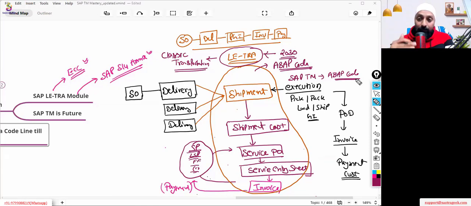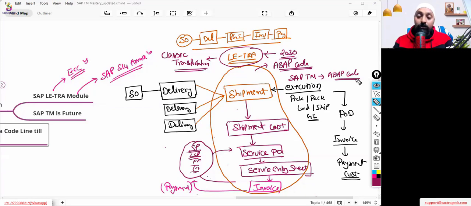Definitely a LE-TRA consultant can learn TM more easily compared to other people, because he has exposure to transportation and how the execution of transportation happens, but they need to get trained. LE-TRA was simple in nature, and in many places an SD consultant was asked to quickly upskill and handle LE-TRA. I myself, when I was taken as an outbound SD consultant in one of the projects, handled LE-TRA. Although I did not know it, I needed to learn it in a week, and then I handled LE-TRA for that project.